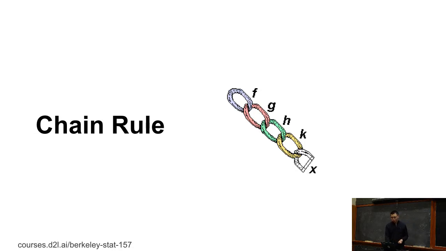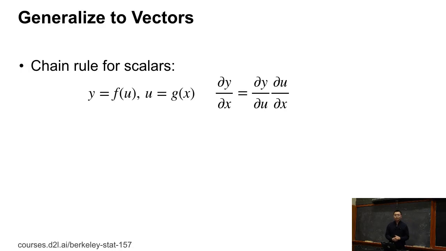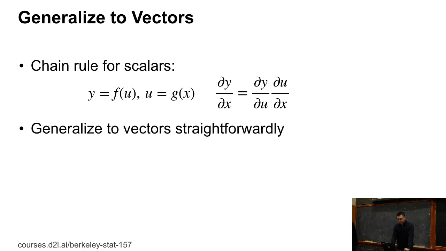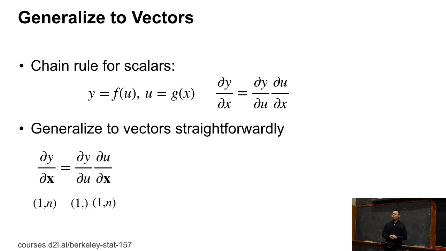For chain rule, everybody should know how to do it for scalars. Here, given y is a function of u, which is a function of x, then we have partial y over partial x equals partial y over partial u times partial u over partial x. Now, the question here is that we want to generalize to vectors. It's actually pretty simple. You don't need to change the form. What really matters is that we only change the shapes of the output.